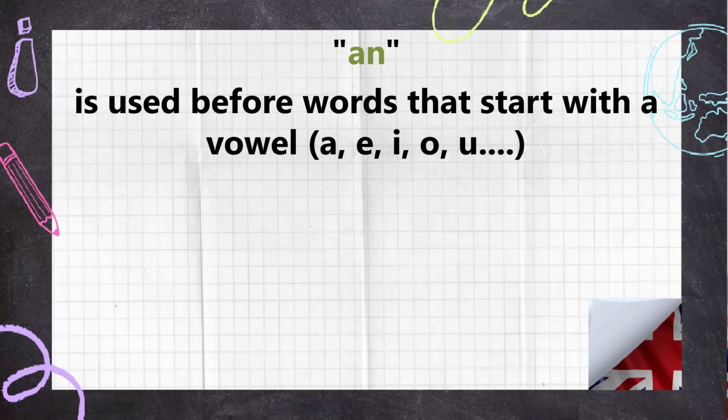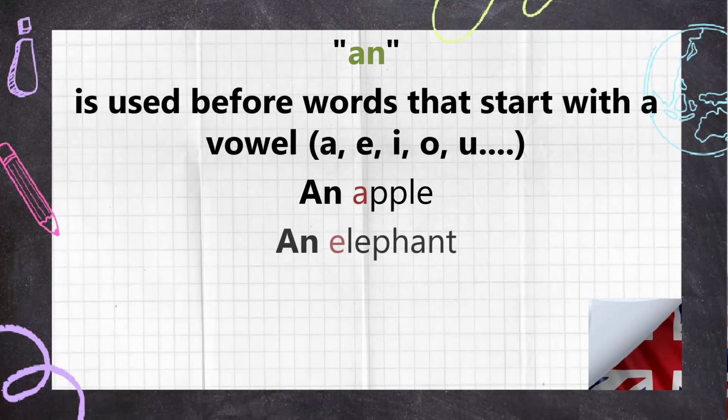An is used before words that start with a vowel. What are vowels? The vowels are A, E, I, O, U, and so on. For example, we have an apple. We can see that apple starts with A, which is a vowel. Therefore, we have to use an. And we say an apple. An elephant. An airplane.